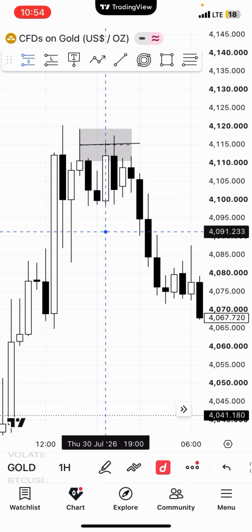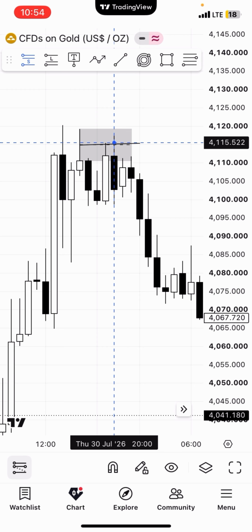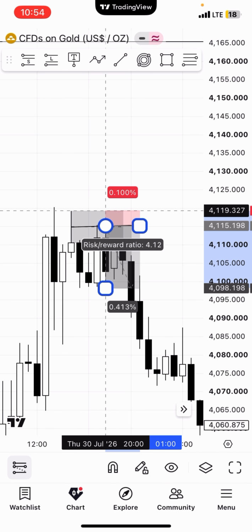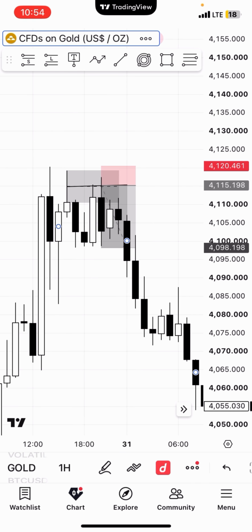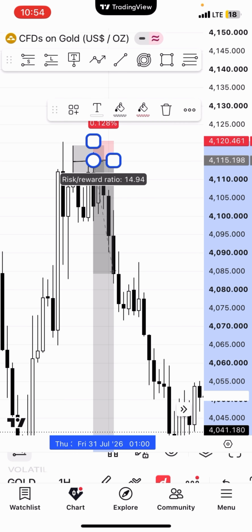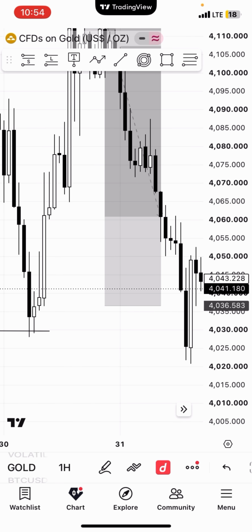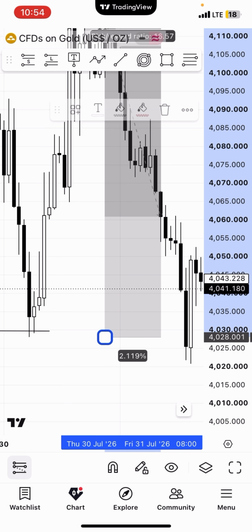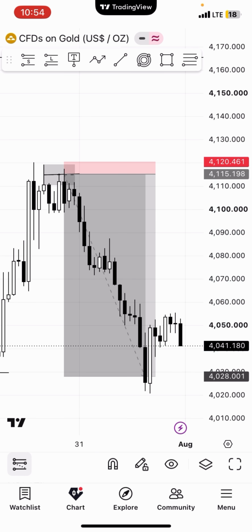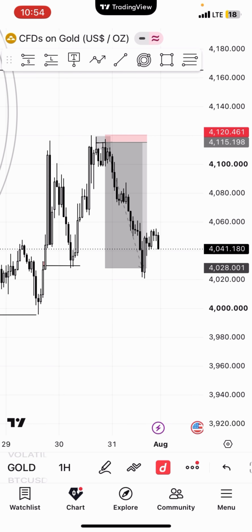So my entry will be here. I use 50% most of the time. My entry will be here. My SL will be above this wick. So target the low of my previous stop loss. I'm targeting this sell side liquidity. I'm targeting that liquidity as my take profit. So that's how I catch a trade.